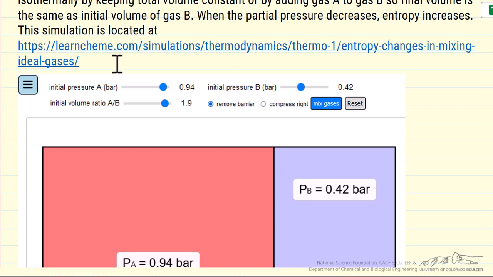And so the entropy change, since it's constant temperature, only depends on pressure. If the partial pressure goes down, the entropy increases for a given gas. So let's look at this interactive simulation.